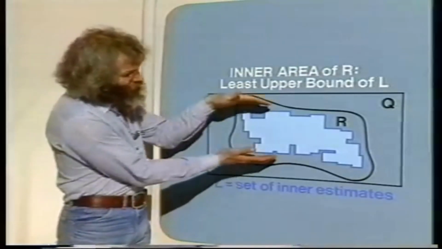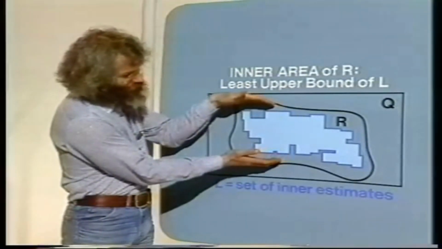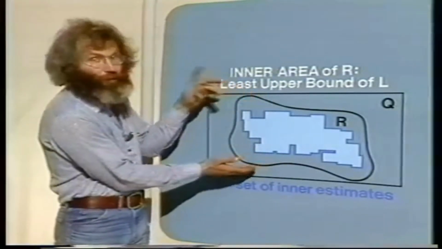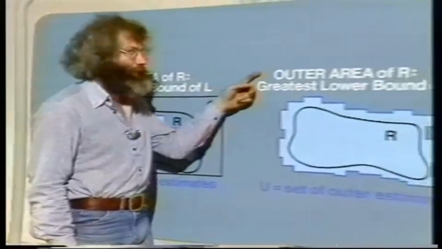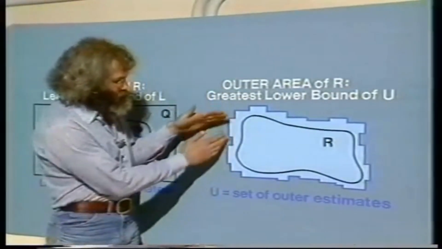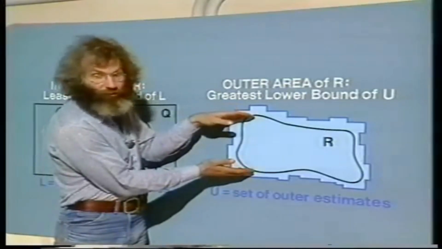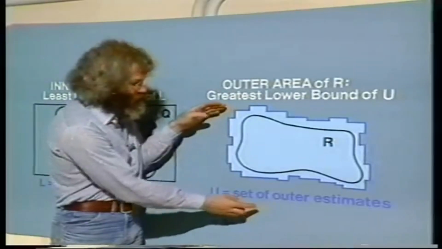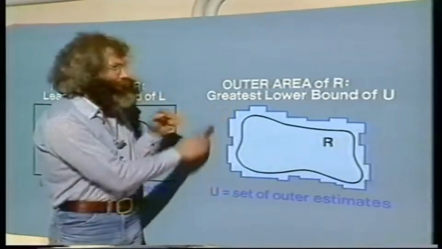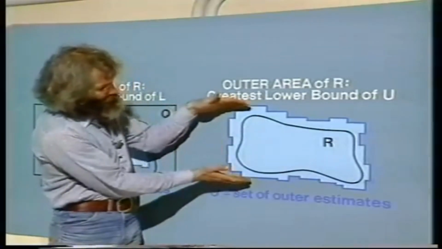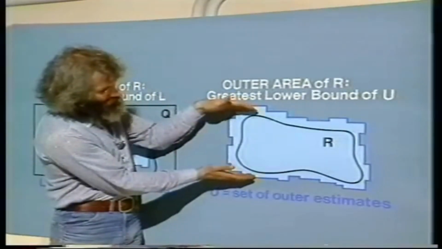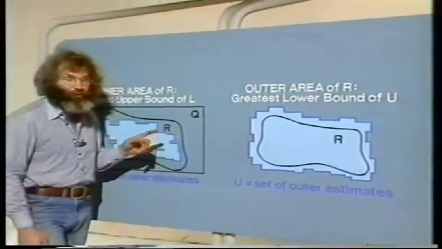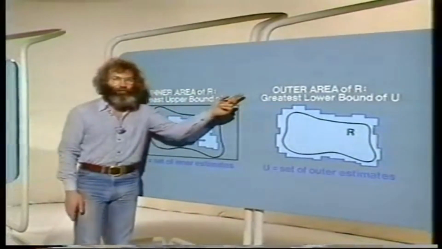And intuitively, you can think of taking bigger and bigger inner estimates, getting as close as possible to the region R, and that's the inner area. And there's a similar notion of the outer area. To define the outer area, you consider rectilinear regions that fully enclose the region R. The area of each one of those gives an outer estimate for the region. And you take the set of all the outer estimates, and you take the greatest lower bound of U. And then intuitively, you can think of that as obtained from outer estimates, which creep closer and closer to the region R. So we've got a notion of an inner area and an outer area.